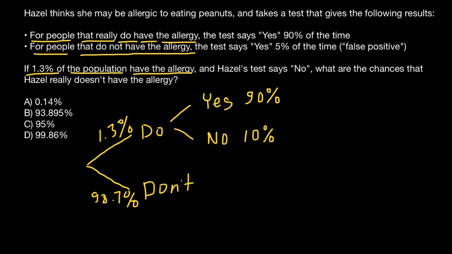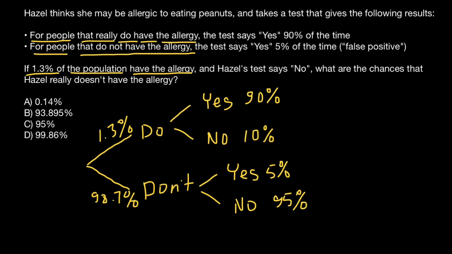Next, for the people that do not have allergy, so they belong to this branch, 98.7% that do not have allergy, the test says yes 5% of the time. It is a false positive. Again, we have here two branches, and it says yes, that person has this allergy, in 5% of the time, but this person actually doesn't have allergy. This is due to the accuracy of the test. And that means that in 95% of the time, it shows that there is no allergy, and it takes 95%.